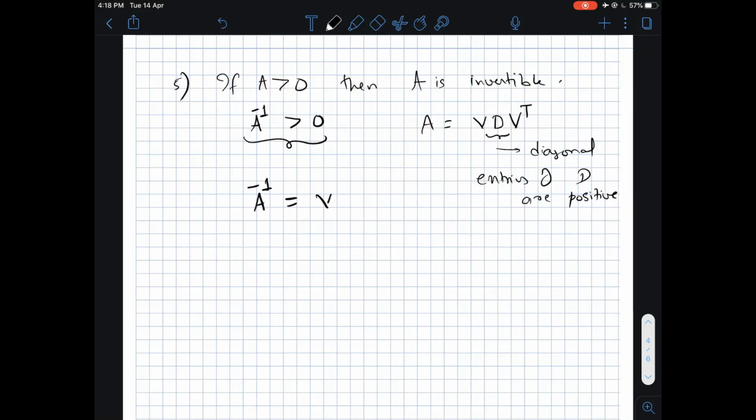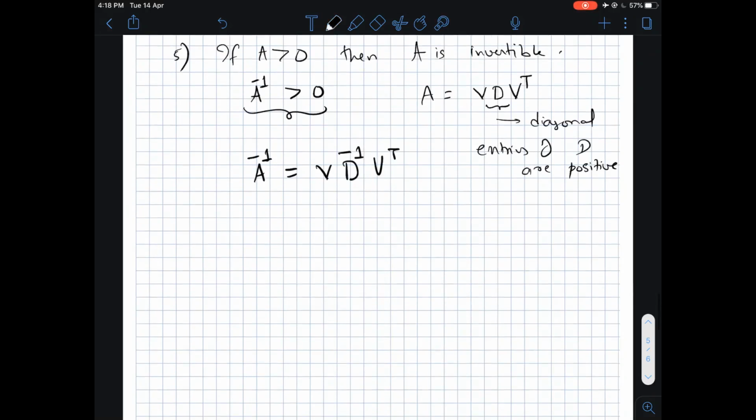Now what is A inverse, right? So we know what A inverse is. A inverse is simply going to be V D inverse V transpose. So what happens is the eigenvectors stay the same, but the eigenvalues get replaced by their inverses. This was also one of the problems in your exam in the first segment, if I remember correctly. It's very easy to check that this is actually the inverse of A. You just multiply these two and you'll get identity, right?